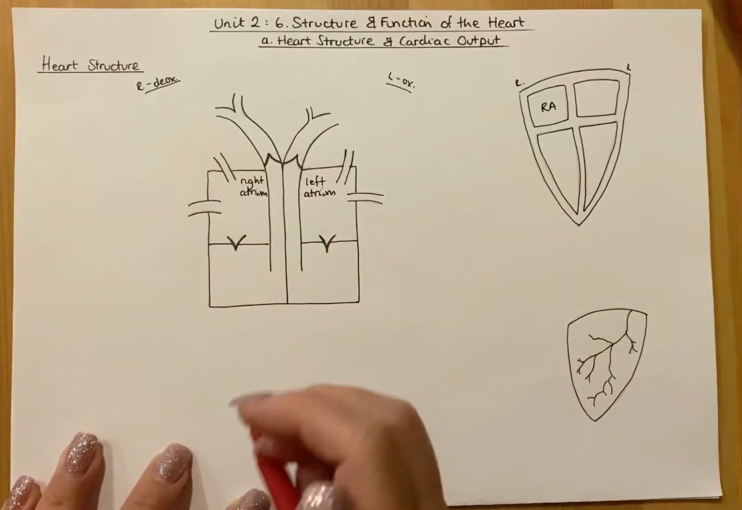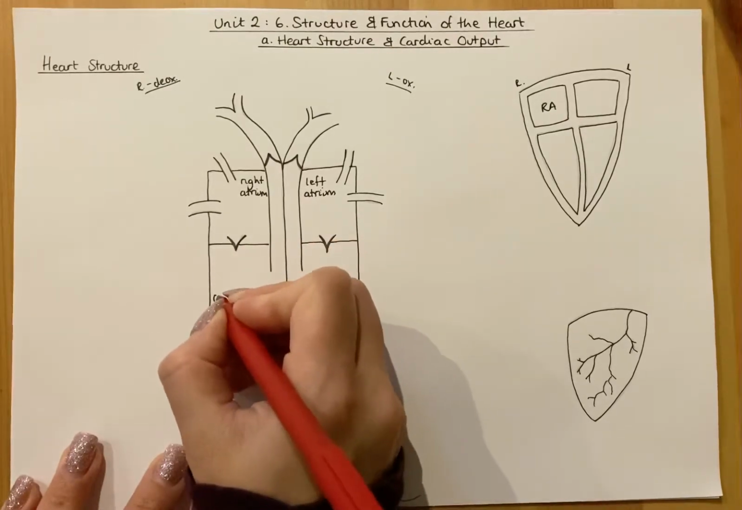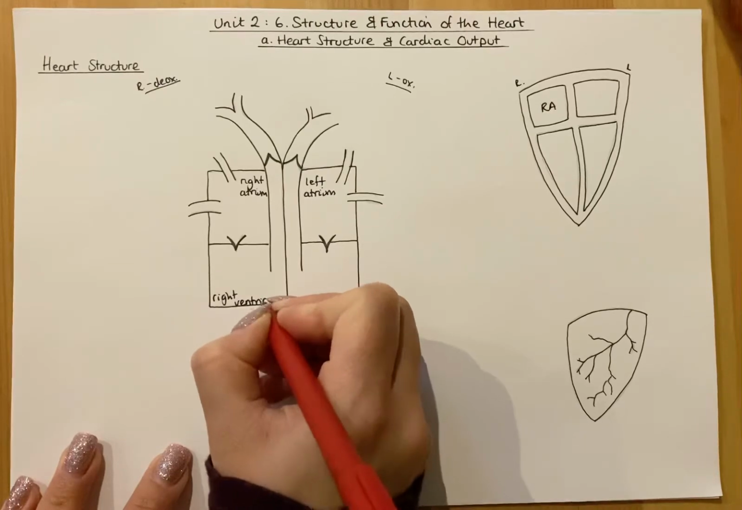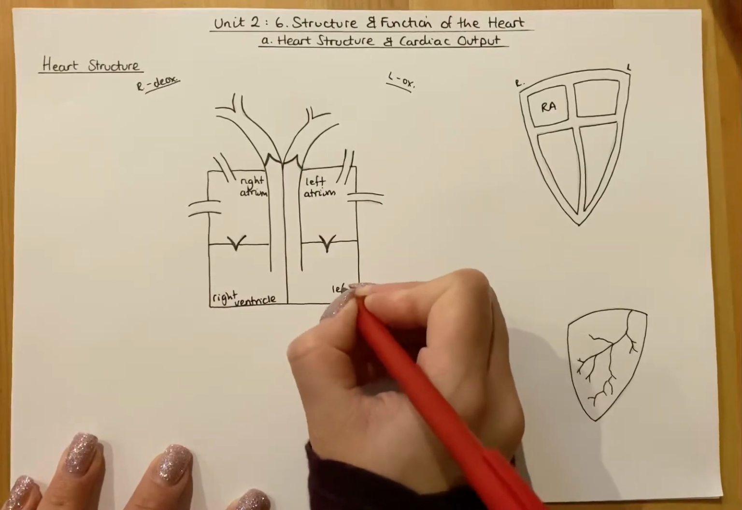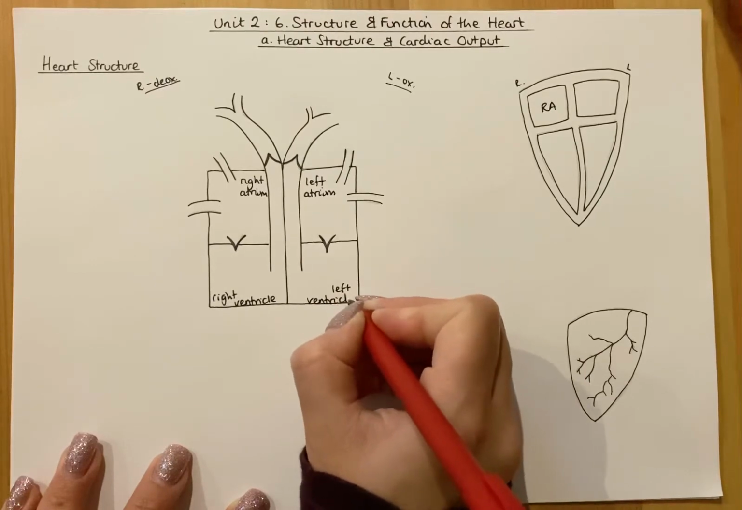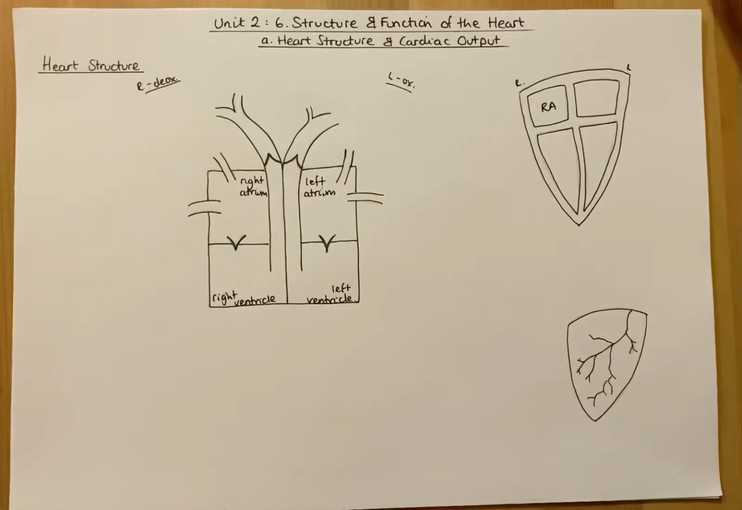The bottom chambers are ventricles, so this would be your right ventricle. And this on the bottom side, on the left, would be the left ventricle. Now for this you've got to think about the blood flow and where it's coming from so that you can label all the blood vessels. So for the right hand side, because it's deoxygenated, I'll just do it in blue.